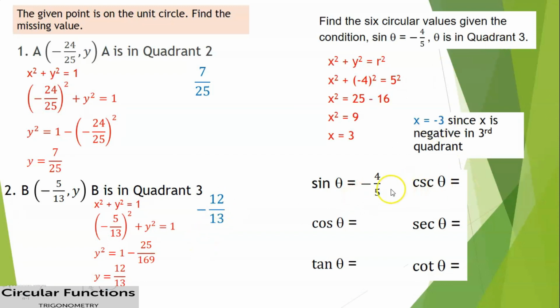So sine is negative 4 over 5. Reverse this, it will give you cosecant, which is negative 5/4. Cosine, adjacent, is negative 3 over 5. Reverse, that would be for secant, negative 5/3. And tangent is simply negative 4 over negative 3, or positive 4 over 3. And reverse for cotangent, it's positive 3 over 4.